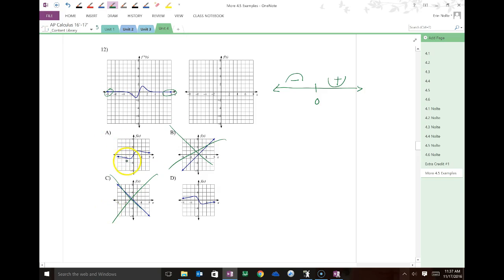Okay, so for A, is this a sad face? No, this one is kind of opposite of what we want. How about this D? This one is sad face. It does look like it starts to level and become linear, and then this one is kind of a happy face. So, yeah, D.